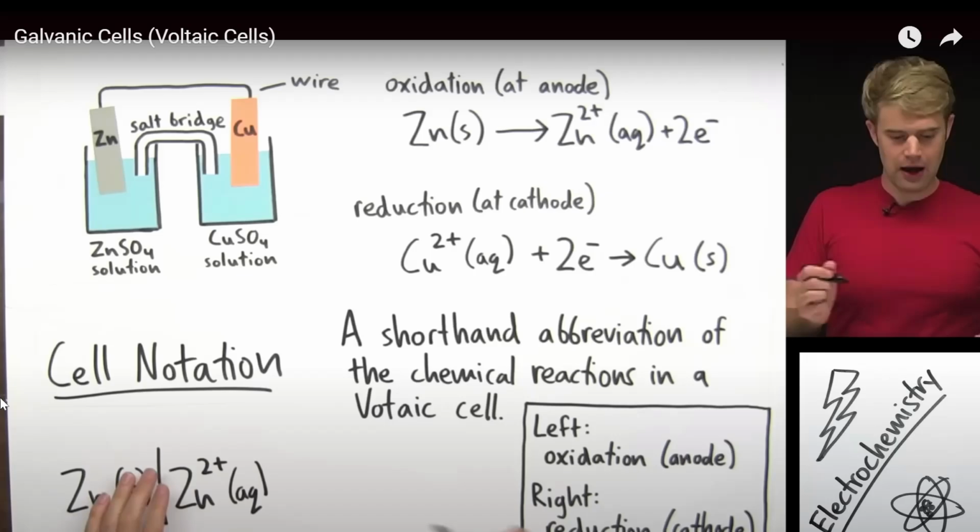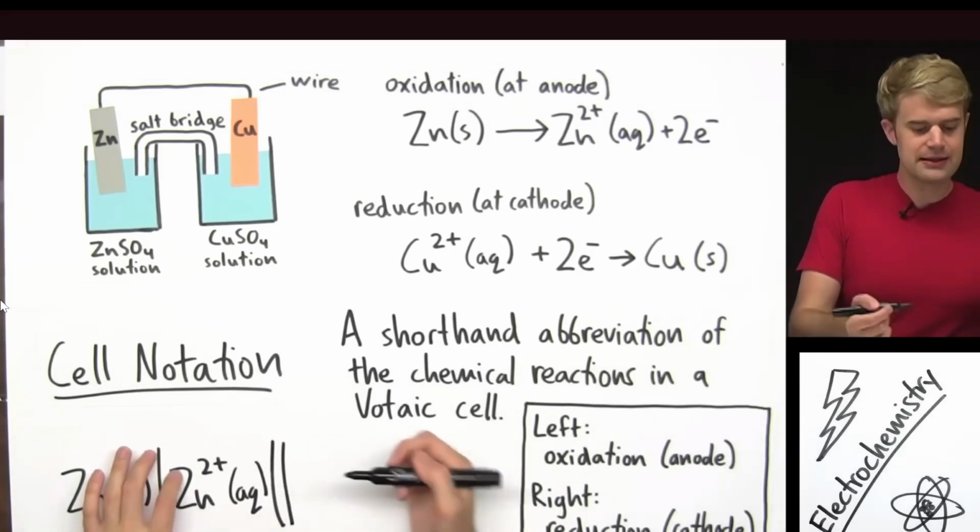So what are we going to write next? After the Zn2+, what will we be writing? So we have anode reactant, anode product, cathode reactant, cathode product. So what we have, Zn solid, Zn2+. What comes next? Copper 2+, because that's the reactant at the cathode. Yes, if we look at our cathode reaction, our reduction at the cathode, Cu2+ is the reactant, and our product is Cu solid. So our next two things are going to be copper 2+ and then copper solid.